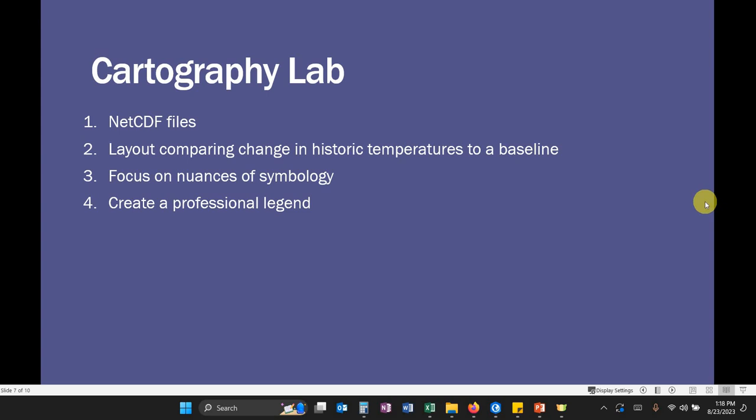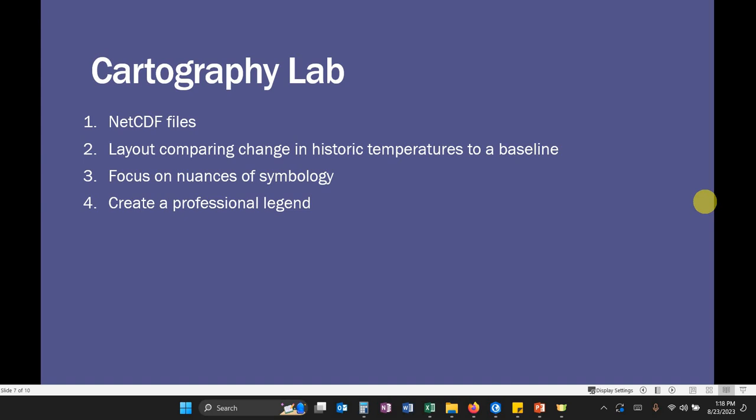This week's lab is going to be focused on cartography. You'll be using NetCDF files to compare change in historic temperatures to a baseline. You probably haven't worked with NetCDF files before. This is kind of an interesting file format that stores multidimensional data. It's commonly used for meteorological data, so things like temperature, humidity, pressure, wind speed.